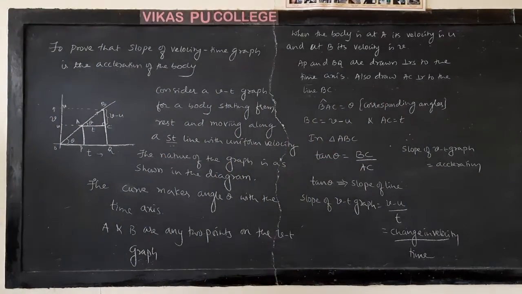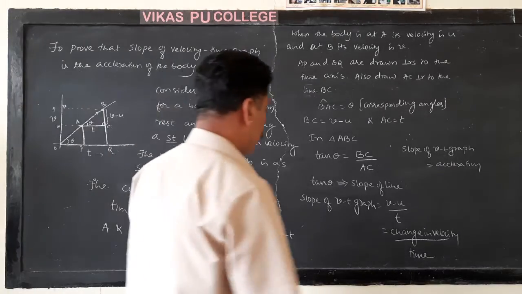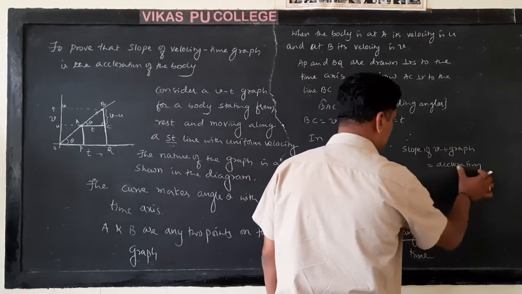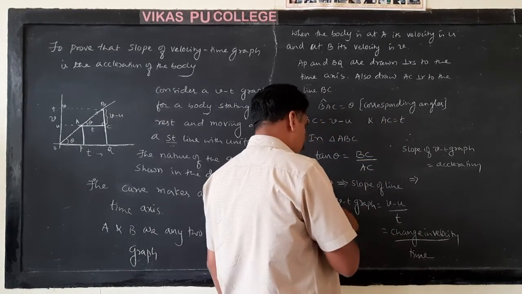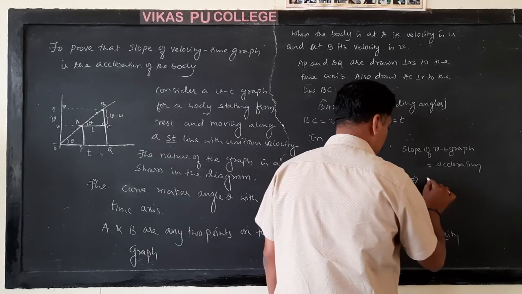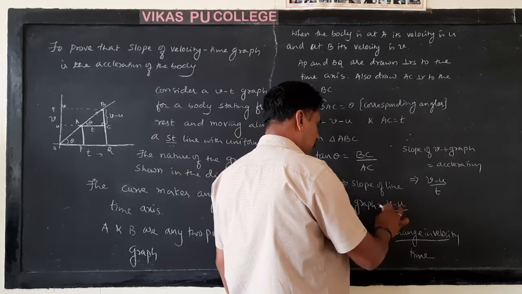So what have you proved from this? Slope of velocity time graph gives you the acceleration. That is what you needed to prove, and you proved it. And here you came to know that slope of velocity time graph is acceleration, and this also implies slope of velocity time graph is V minus U by T.